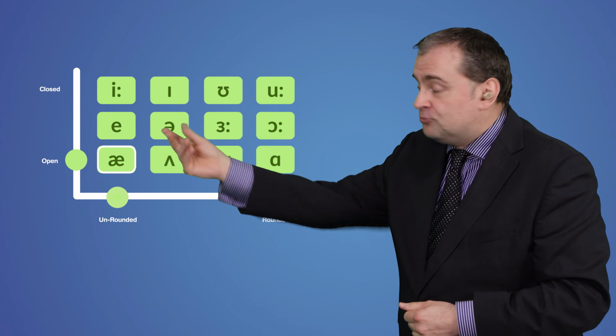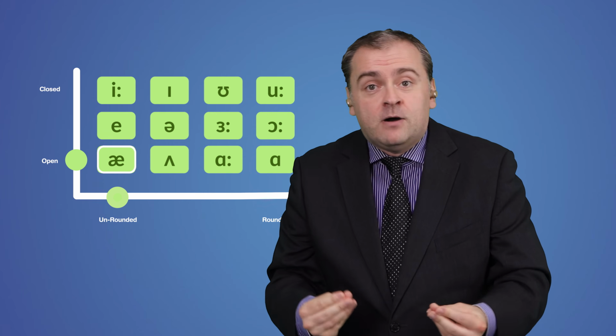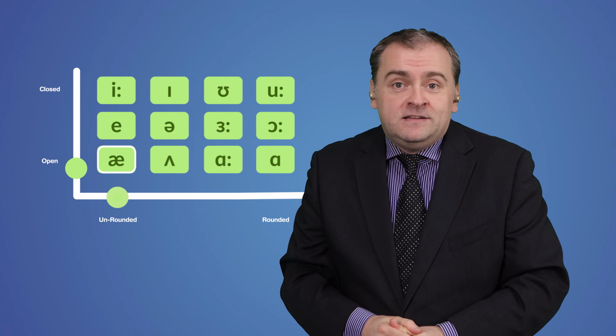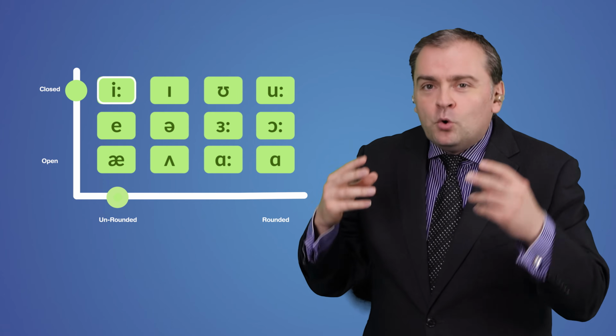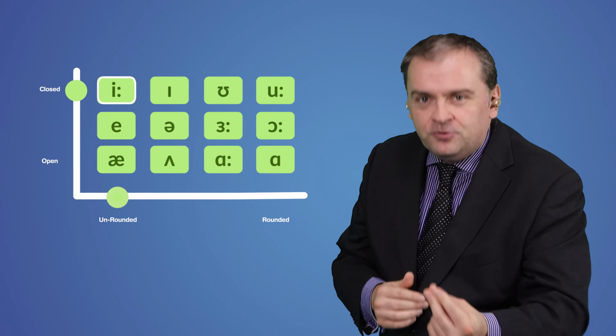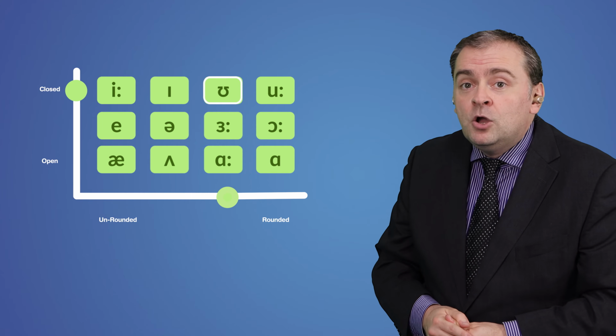The horizontal rows reflect how rounded or unrounded my lips are. Look at the top row. Look at how my lips get more rounded as I go through the sounds. E, I, ooh.